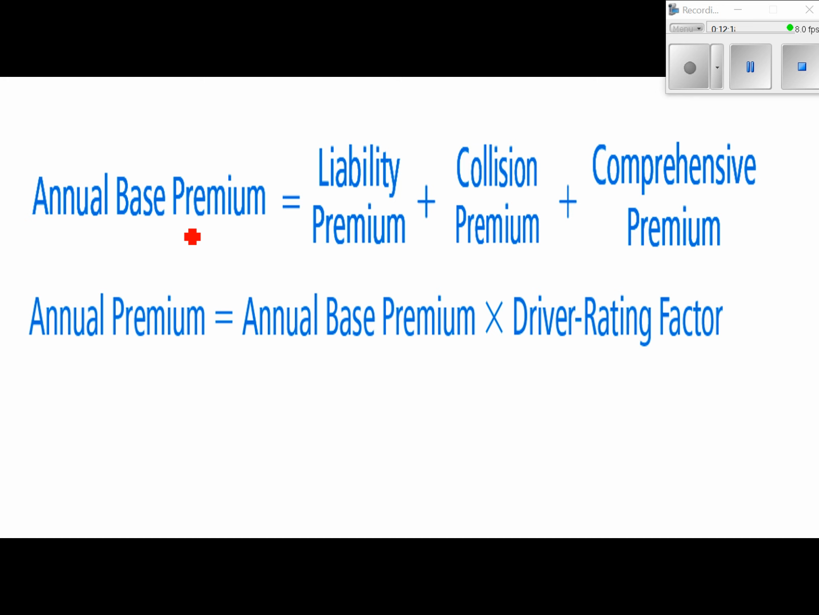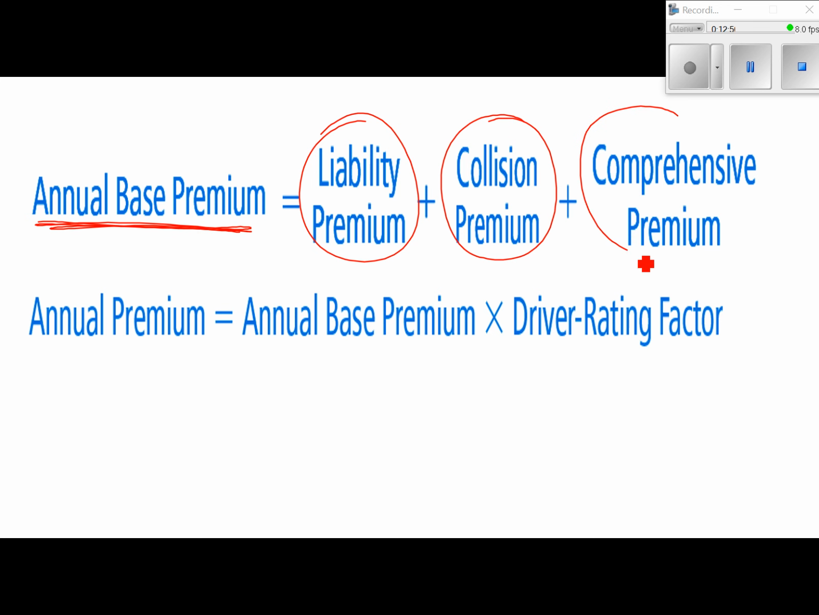All right, these two formulas, these are what you're going to use. Your annual base premium, that's what I was talking about. That's the base. It's not what you're actually going to pay, but it's a base for general people in your specific group for that insurance, when they average everything out. The annual base premium, you take the liability premium plus your collision premium plus your comprehensive premium, and you add those 3 up, and that gives you your annual base premium.